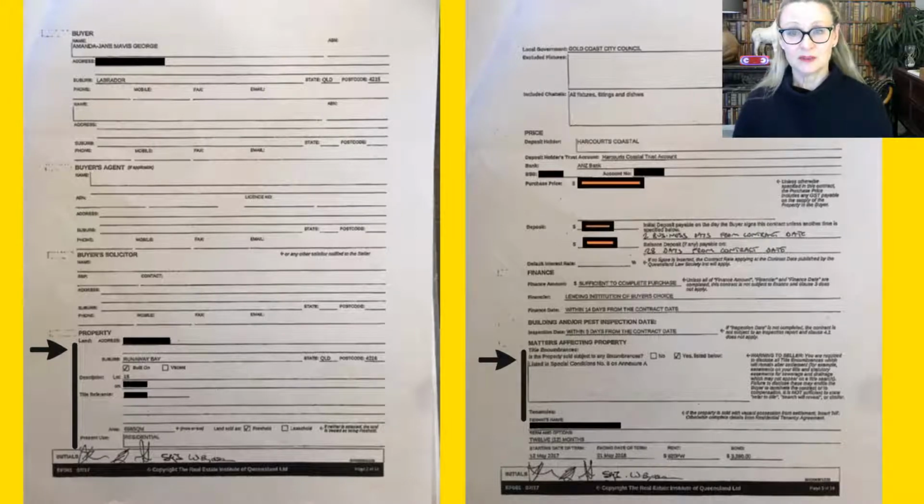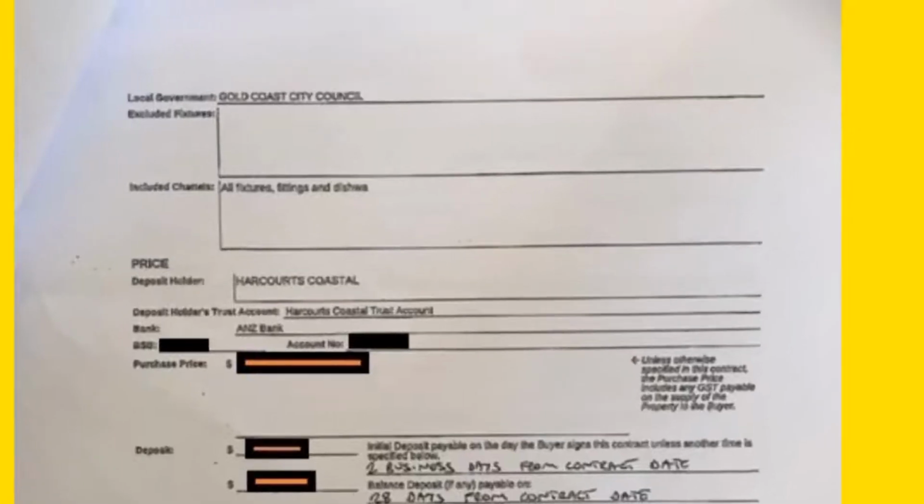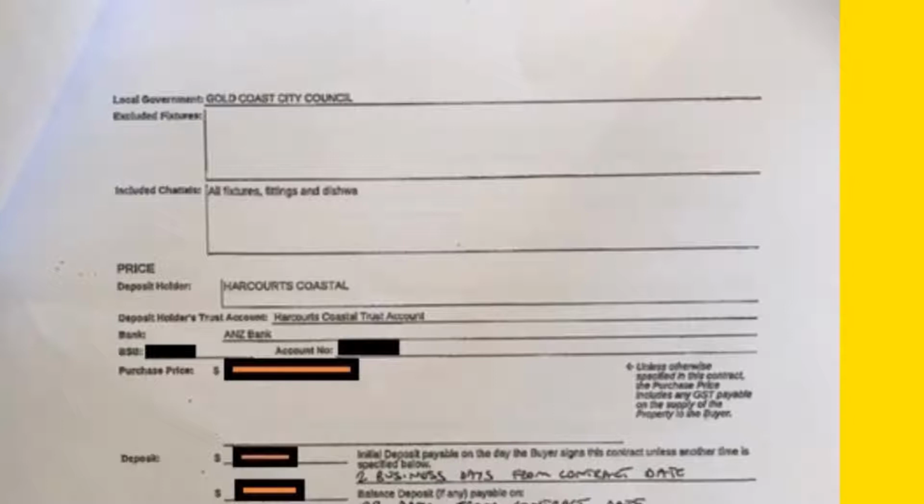The text says it also includes provision for including any chattels that are part of the sale, which it certainly does. So all fixtures, fittings, and in my case, I get a dishwasher. Provisions for price and so forth.